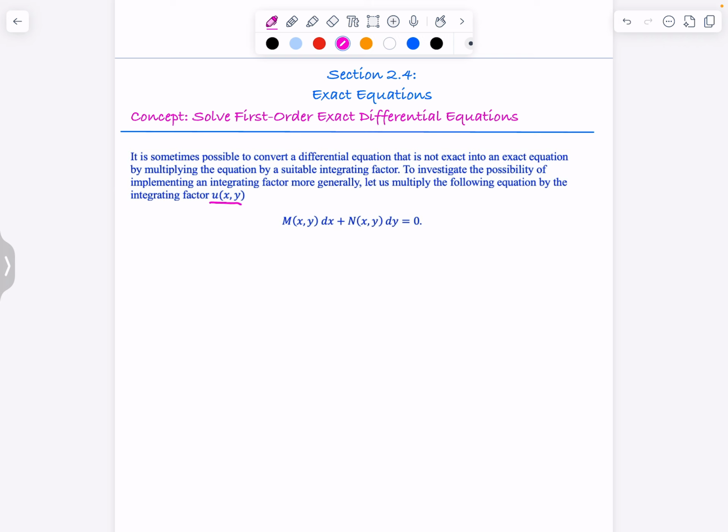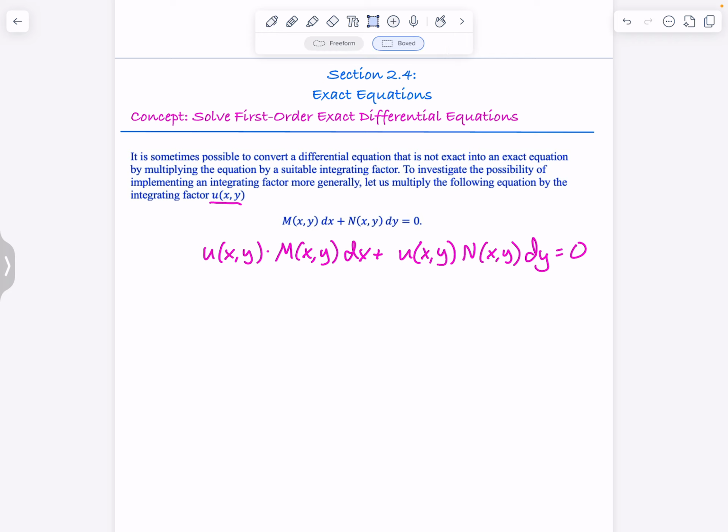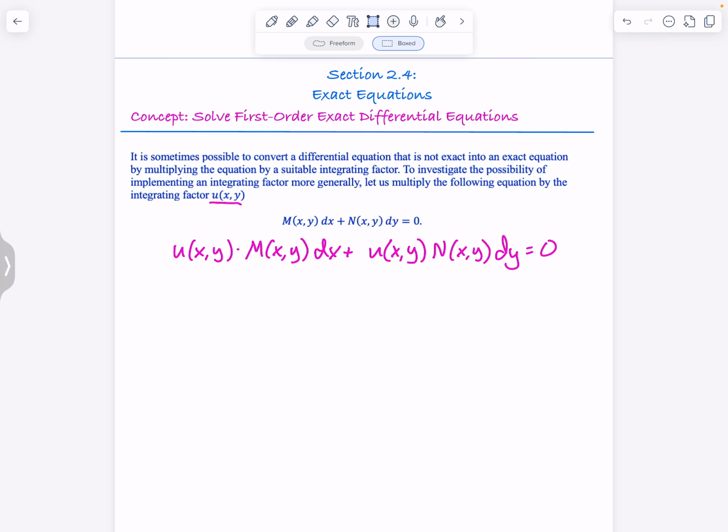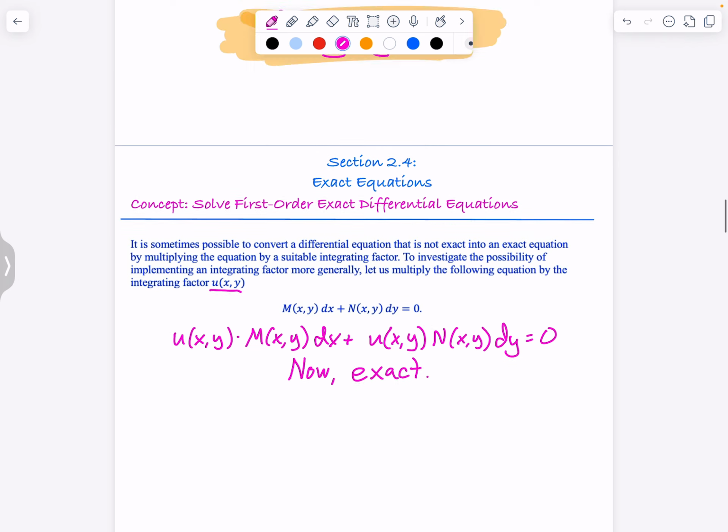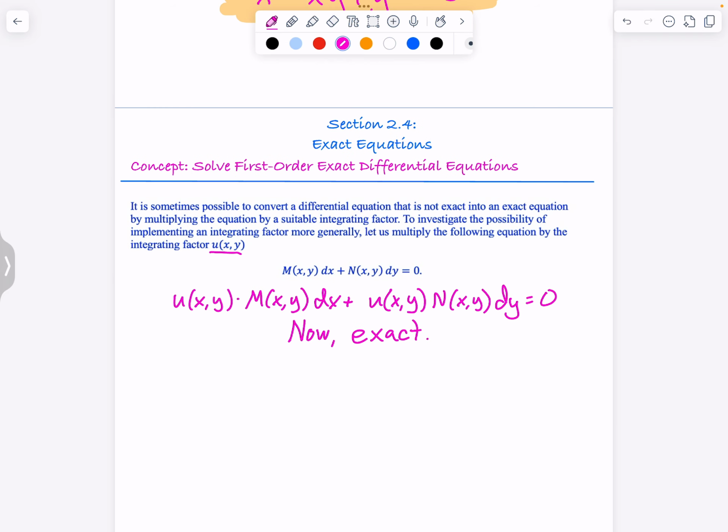All right, so I'm going to multiply everything, like we do for integrating factors, by that u. So M dx, then I still have that u here, times N of xy dy, and that equals 0. Now we're forcing it to happen, but we're going to assume this is exact. The reason is that if I assume it's exact, then I can work with it like it's exact and maybe try to find what u actually is.